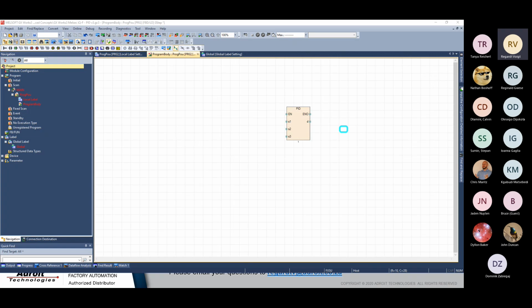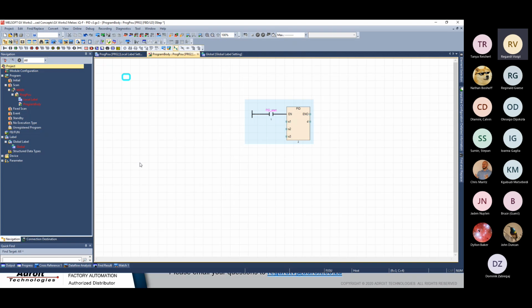Right. So how do we get those variables into this PID? Well, for starters, we want to disable and enable this PID block. And this is where EN comes in. So that would be a normal open contact. And what did we say it was? It was PID start, I think. Yeah, PID start. So this input will enable and disable the PID block.